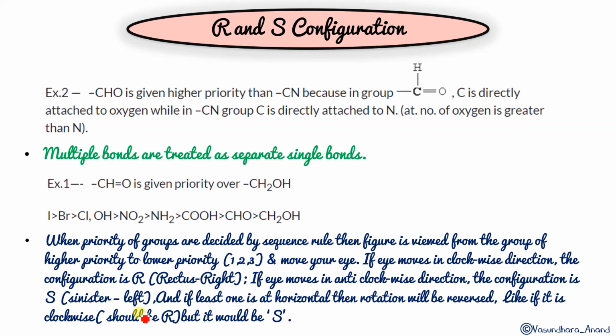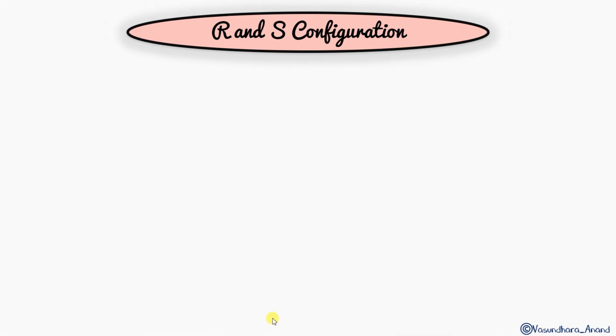And if the least one, which is named as the fourth, is at horizontal, then the rotation will be reversed. If the least is at horizontal, then we will reverse the rotation. Like if it is clockwise, it should be R, but it would be S. Understood? Let's do it with some example.